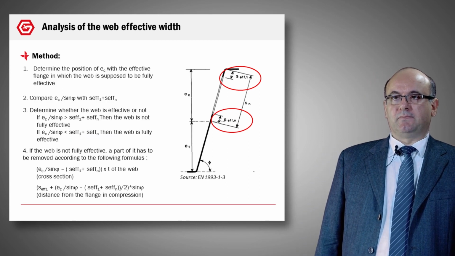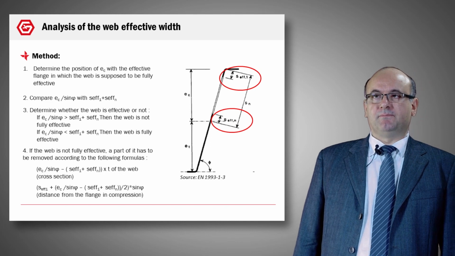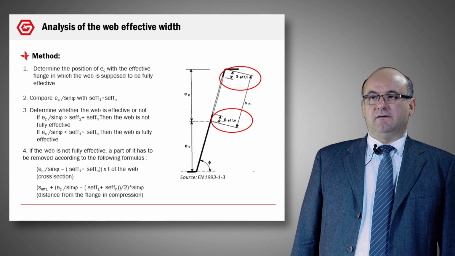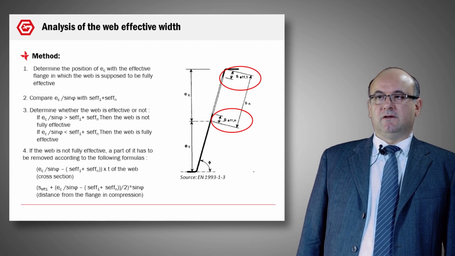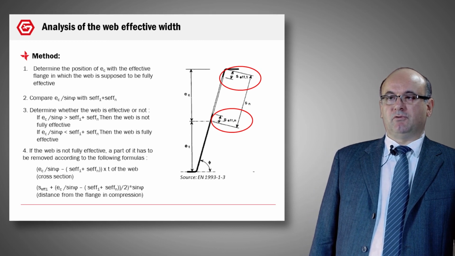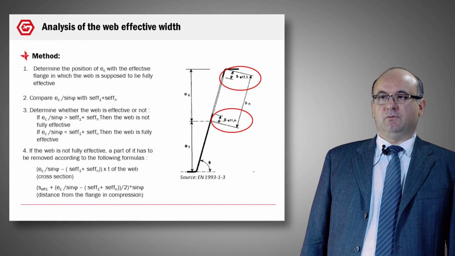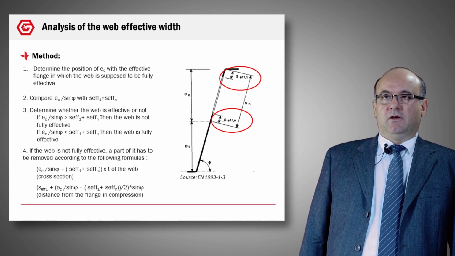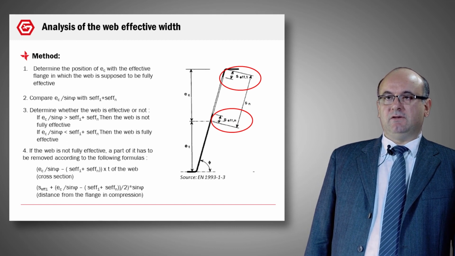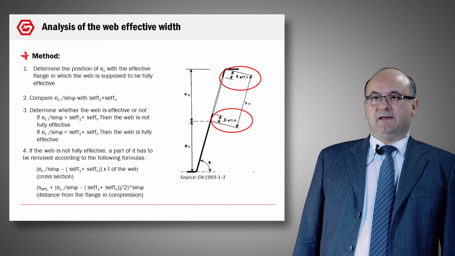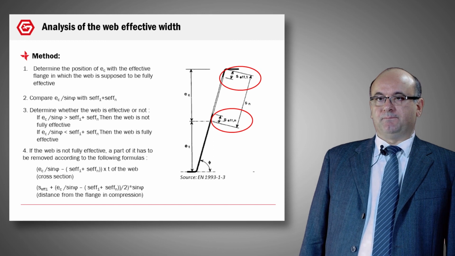Now, the method to calculate the effective web. First, you determine the position of e_c, that is the position of the neutral axis. So, on the top of the profile, we are in compression, on the bottom of the profile, we are in tension, and at the line of e_c, we have zero stress. When we know this part, we know, in fact, e_c divided by sine phi. Sine phi is the angle of the web. And we can also calculate S effective 1 plus S effective n.